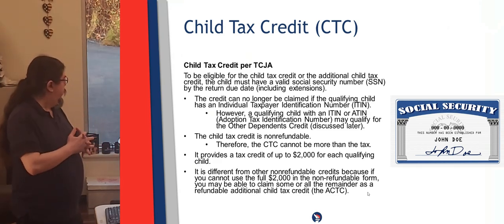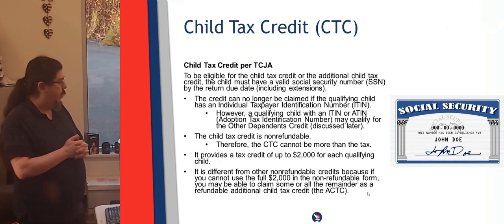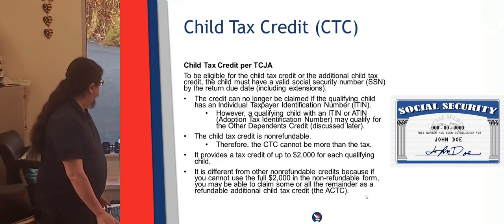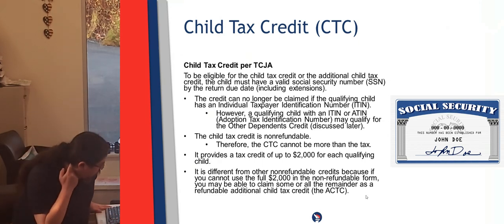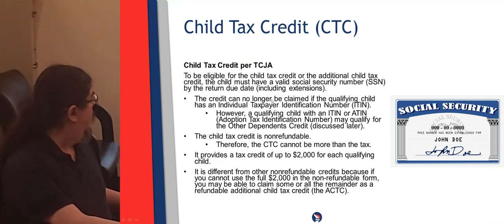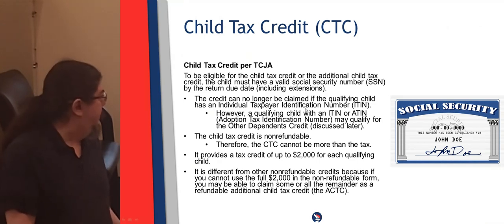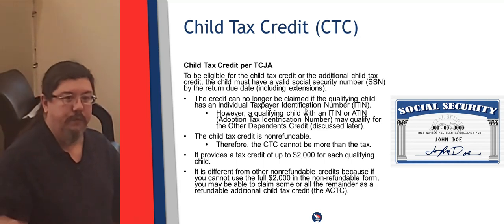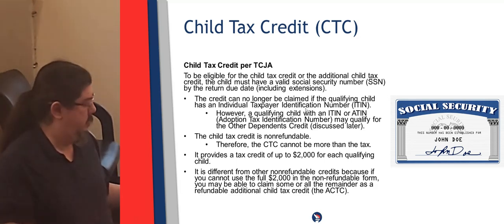Okay, so the first and most important credit in this chapter is the child tax credit. And there are a few requirements in order to qualify for the child tax credit. And first of all, that child has to be your qualifying child under the definition from the section on dependents. Remember, the qualifications are JARRS. Do you want to review those?